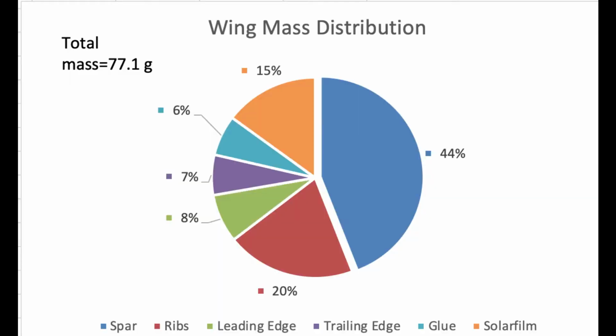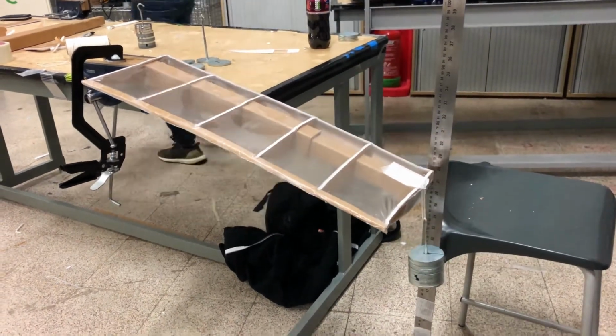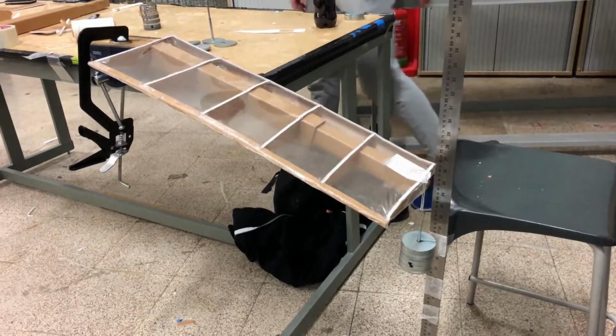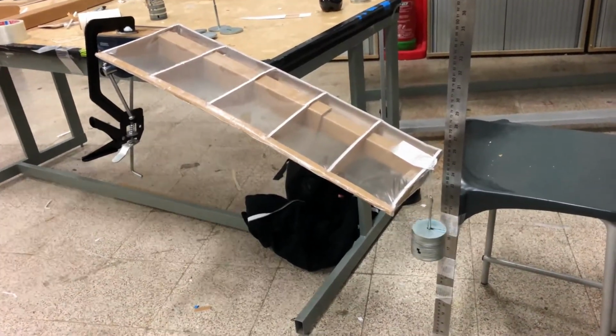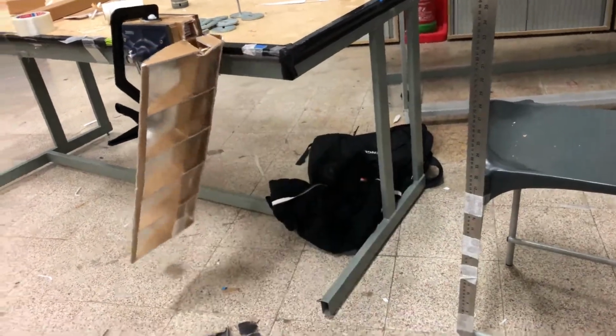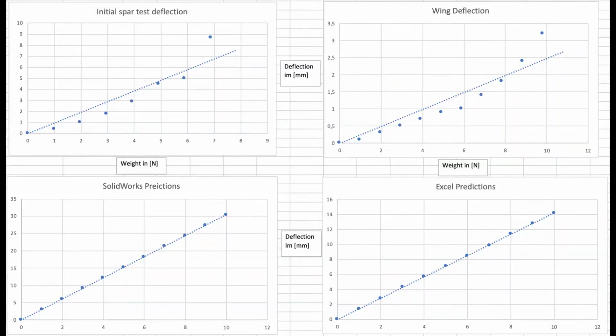We also made a mass breakdown that is currently being shown. Then we compared all of our predictions with the actual wing data. Our wing failed when a load of 1.1 kg was used, making it pass our requirement of withstanding 1 kg. Our initial spar was very light but incredibly fragile, so we had to abandon our first design.